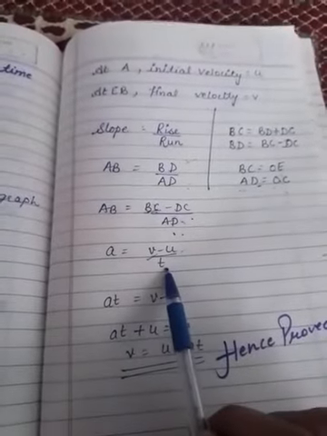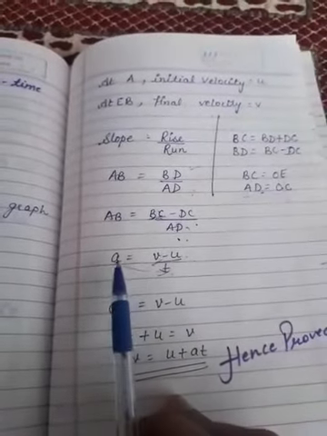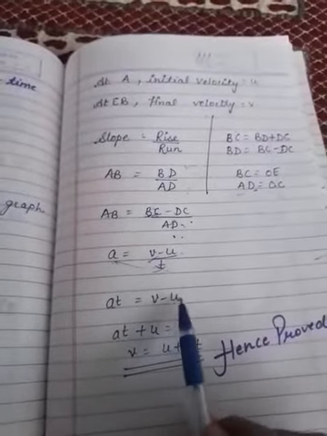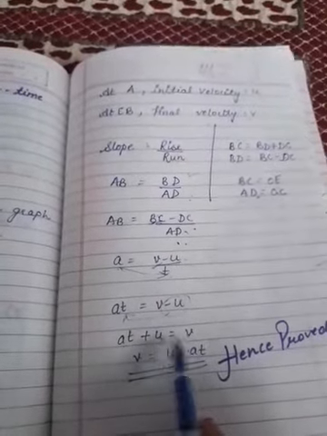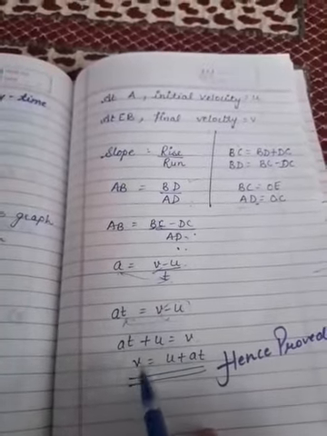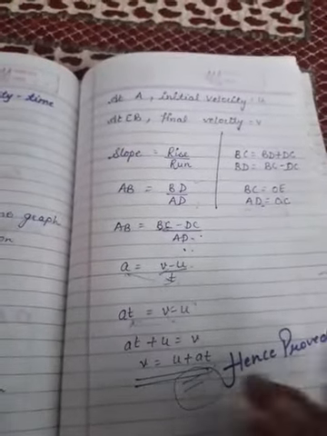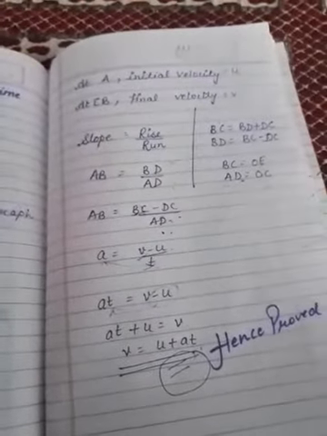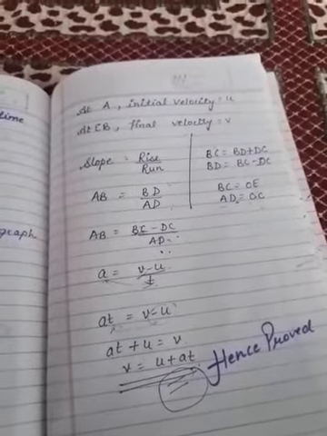A is equal to V minus U upon T, and when we cross multiply, it becomes AT is equal to V minus U. Now this is minus U, and when it goes to this side, it becomes AT plus U is equal to V. Now rotate this equation, we get V is equal to U plus AT, and this is our velocity time relation. Kindly learn it carefully. Write it in your notebooks 3 or 4 times. Then you can keep it in mind forever. Thank you.